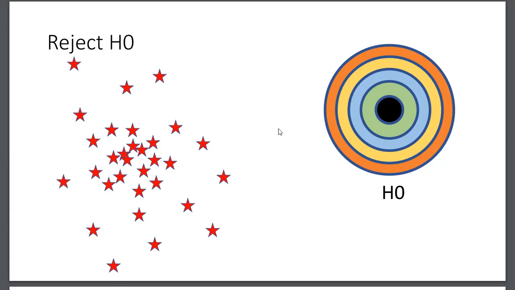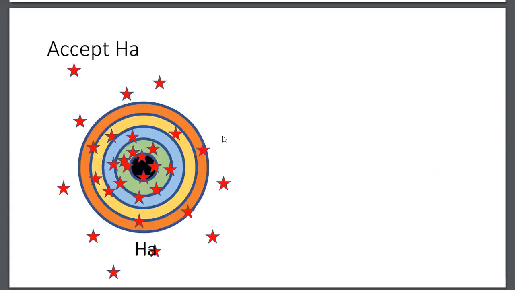Be randomly dispersed around there, but if they're all way over here, or even if one of them is way over here, that sheds doubt. That discredits the null hypothesis and makes us want to reject it. Which means we would accept the alternative hypothesis in this case.